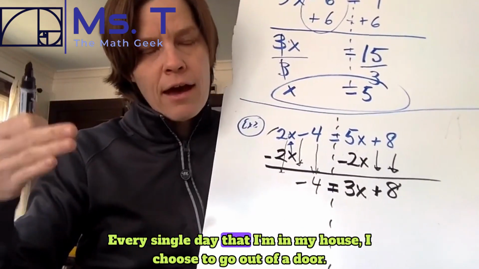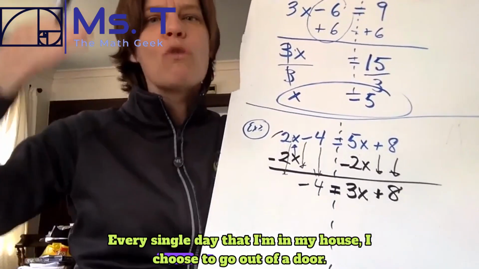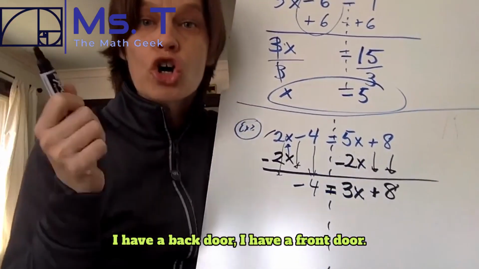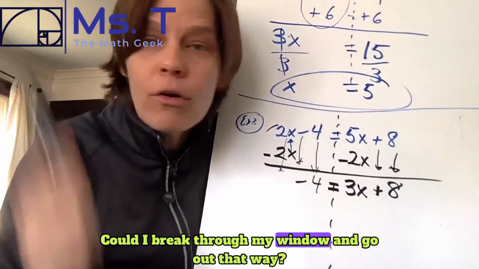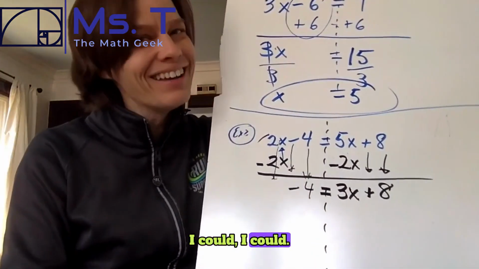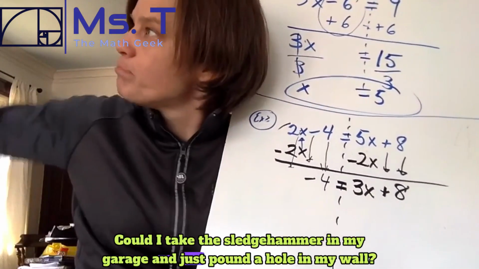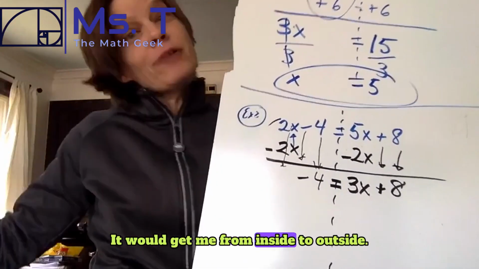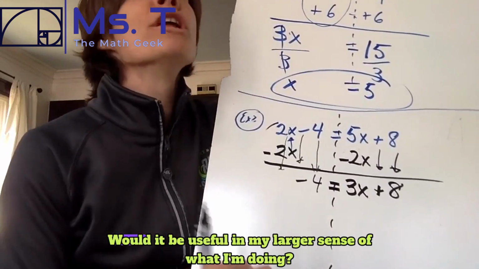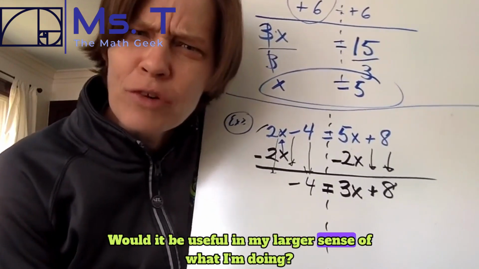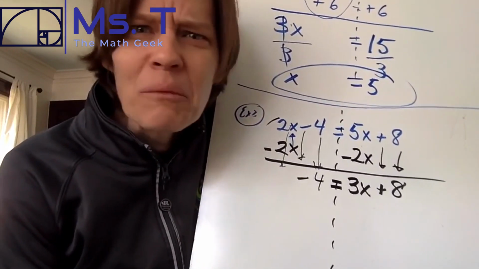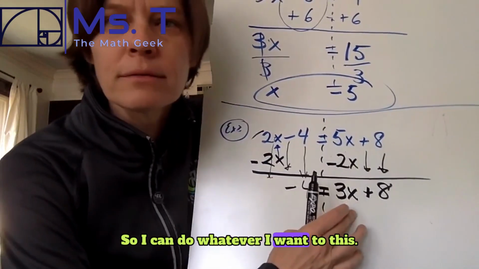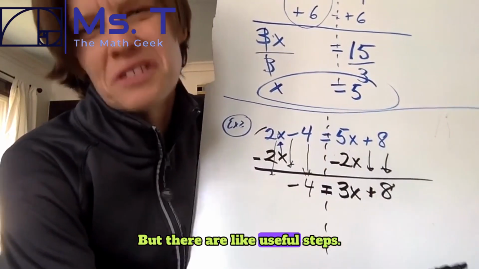Every single day that I'm in my house, I choose to go out of a door. I have a back door, I have a front door. Could I break through my window and go out that way? I could. Could I take the sledgehammer in my garage and just pound a hole in my wall? I could. It would get me from inside to outside. Would it be useful in my larger sense of what I'm doing? No, it wouldn't. So that's why I don't do it. So I can do whatever I want to this, but there are useful steps.